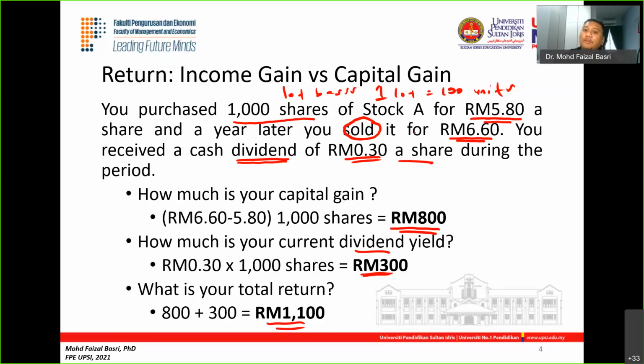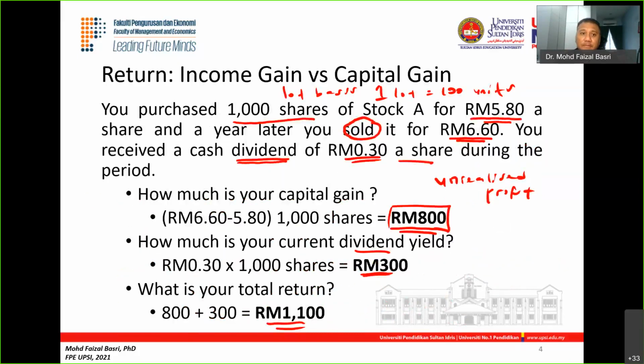And to recap, for capital gain especially, you can only get this 800 ringgit if you decide to sell. If you don't sell your stocks, this 800 ringgit just appears on paper only. You have 800 unrealized profit. Kalau tak jual lagi, kita panggil dia unrealized profit. That is the keyword of realized or actualized. So that's part of returns.